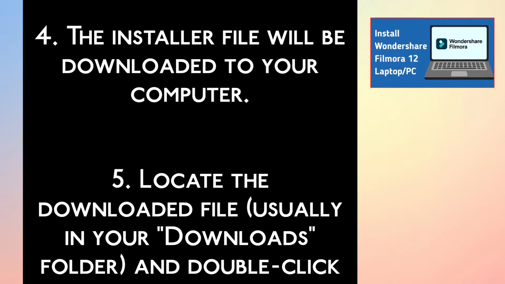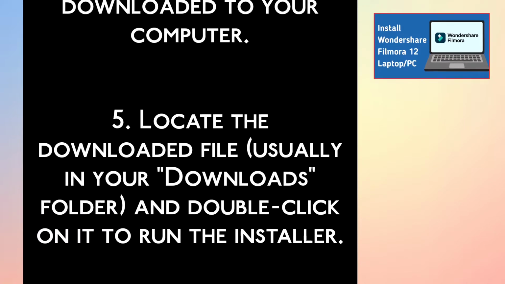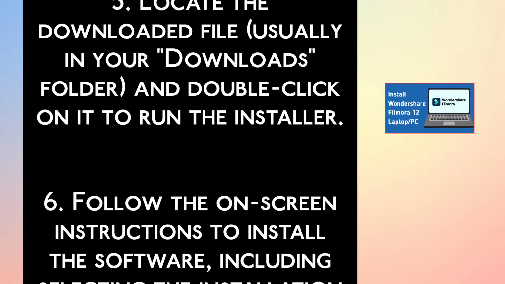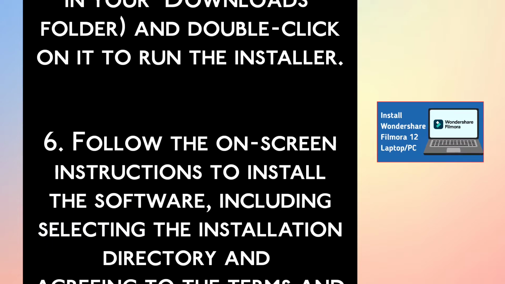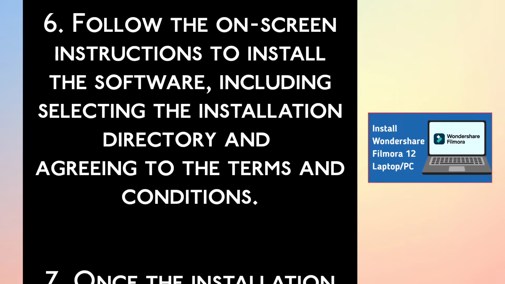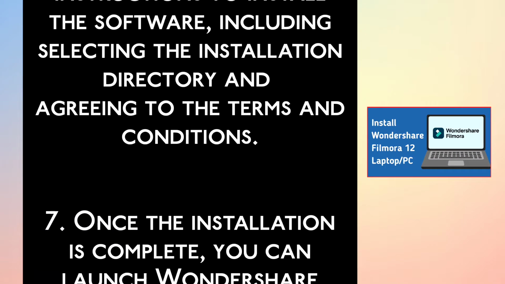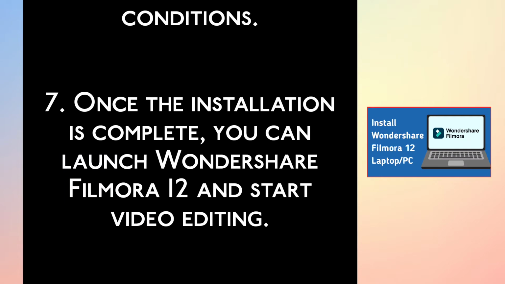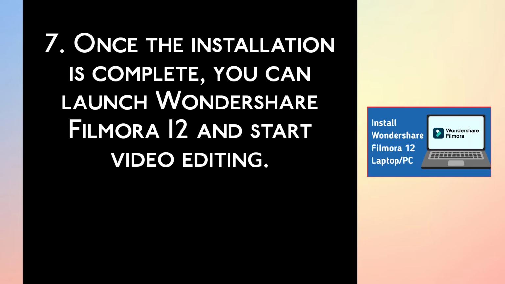Step 5. Locate the downloaded file, usually in your Downloads folder, and double-click on it to run the installer. Step 6. Follow the on-screen instructions to install the software, including selecting the installation directory and agreeing to the terms and conditions. Step 7. Once the installation is complete, you can launch Wondershare Filmora 12 and start video editing.